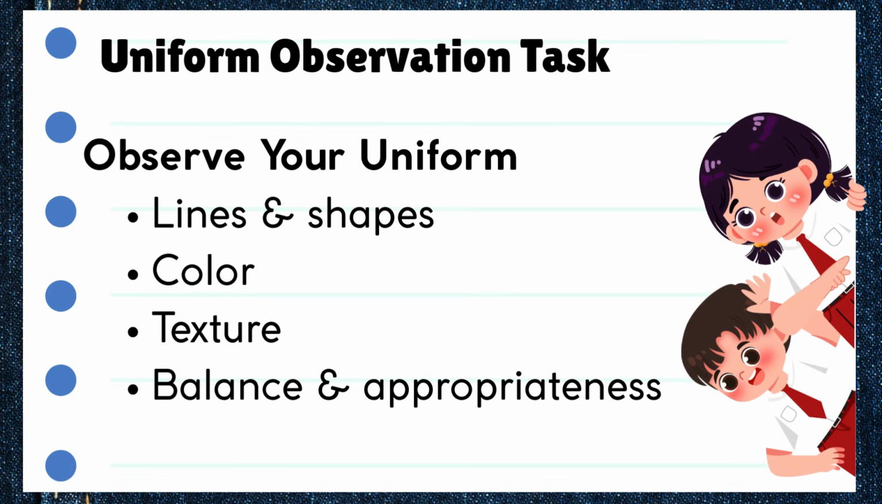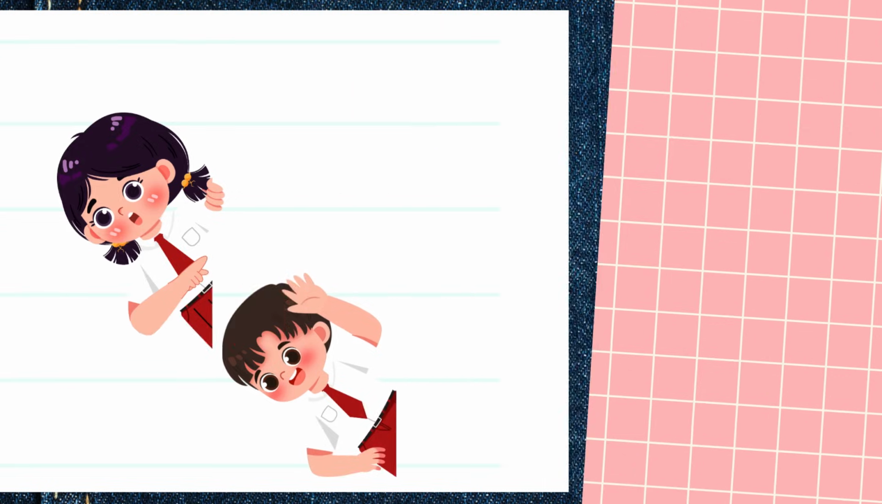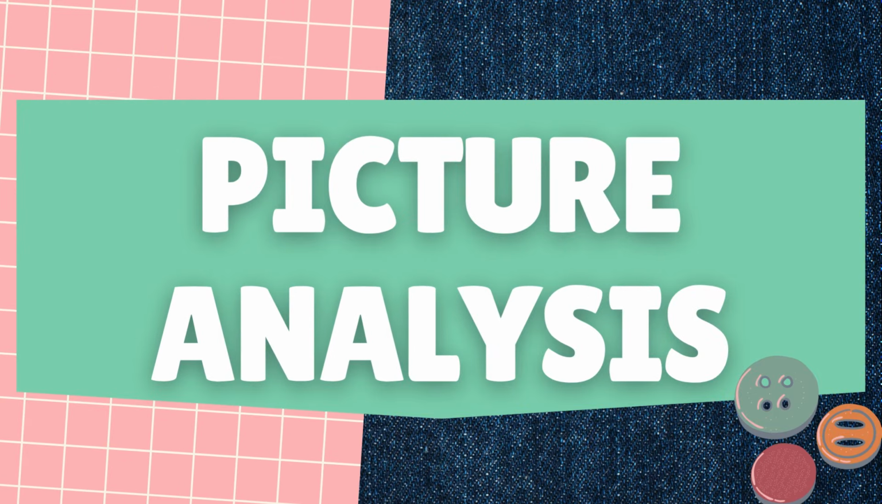Take a look at your own uniform right now. Look at the lines. Are they straight? Curved? Does the shape fit well? Is the color appropriate and neat for school? Feel the fabric. Is it soft, thick, smooth, or rough? Do the parts look balanced and well designed? Picture analysis.